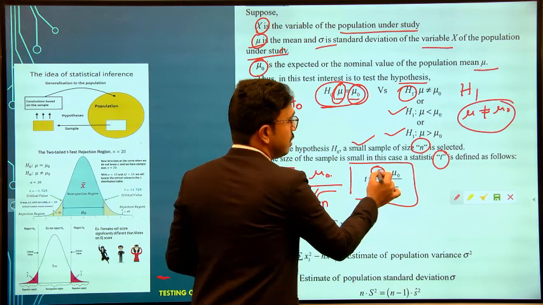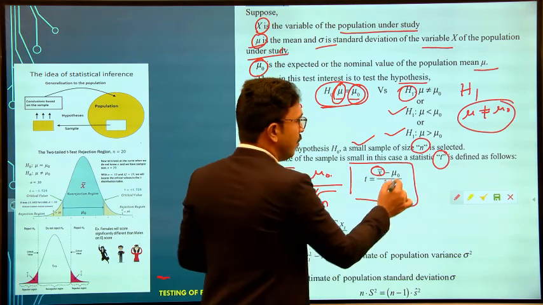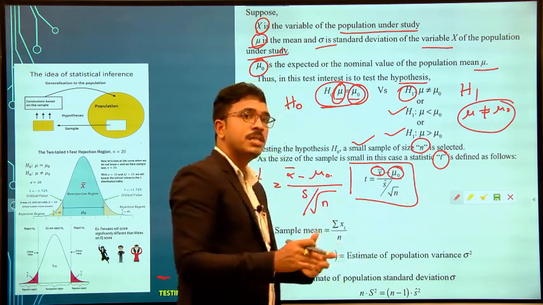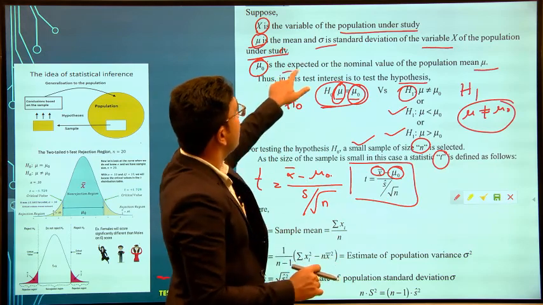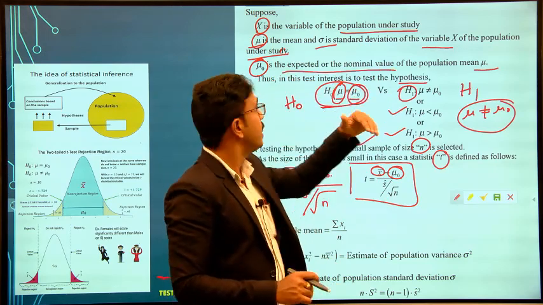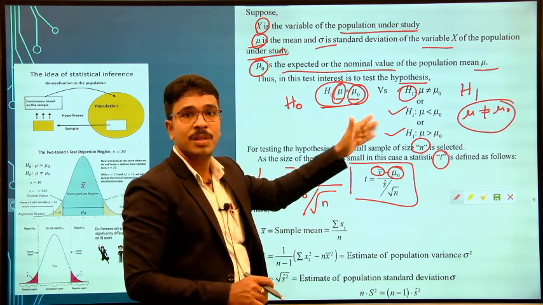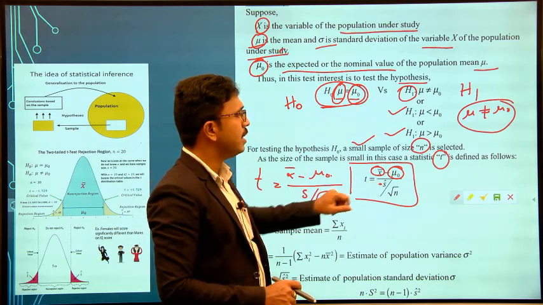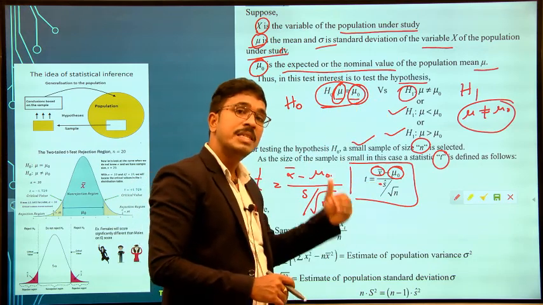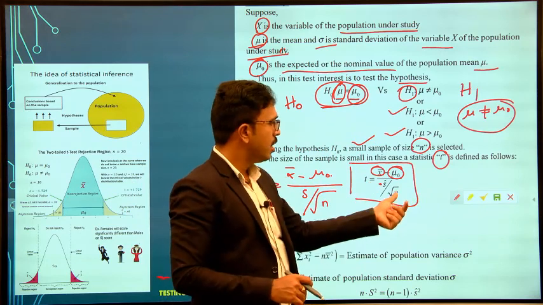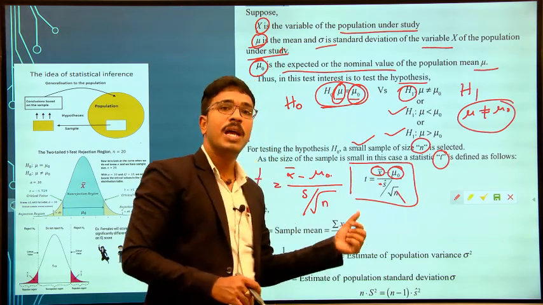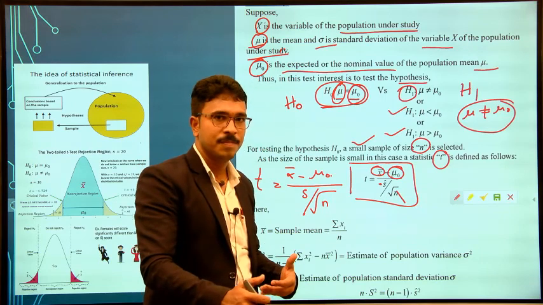I told you already x bar is nothing but the sample mean. And what do you mean by mu naught? Mu naught is nothing but your expected or nominal value. Understand? And what is s here? s is nothing but the sample standard deviation. And what is small n here? Small n is nothing but the sample size.